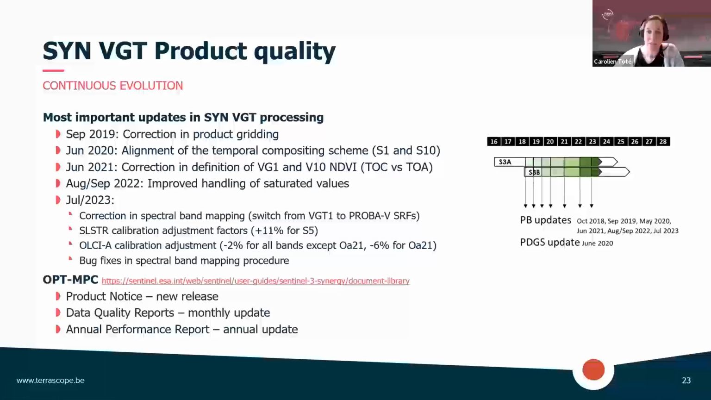If you are interested in knowing more about product quality, I advise you to look at the publications of the Optical Mission Performance Cluster. This OPT-MPC monitors the instrument performances and the calibration and validation of the products. Every time there is a new release of a product, there is a product notice with details on what has changed in the processing. Every month there is a data quality report, and every year there is an annual performance report with a more in-depth validation of all products at all levels of Sentinel-3.